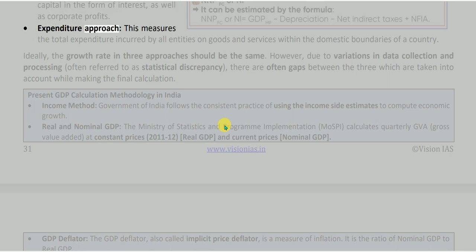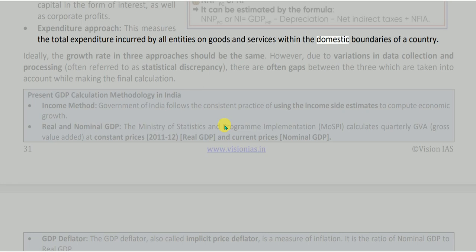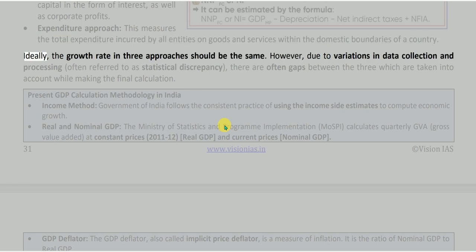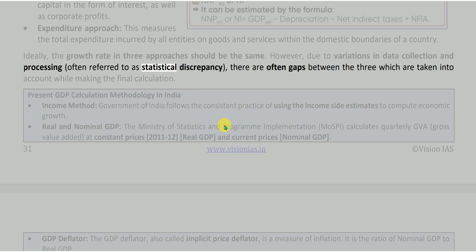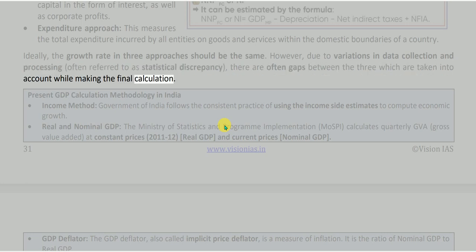Third, expenditure approach. This measures the total expenditure incurred by all entities on goods and services within the domestic boundaries of a country. Ideally, the growth rate in the 3 approaches should be the same. However, due to variations in data collection and processing, often referred to as statistical discrepancy, there are often gaps between the 3 which are taken into account while making the final calculation.